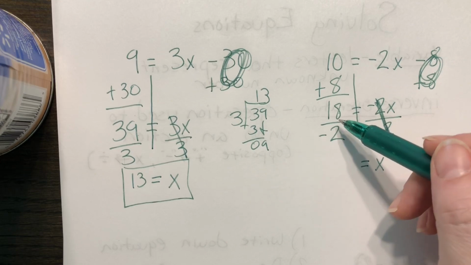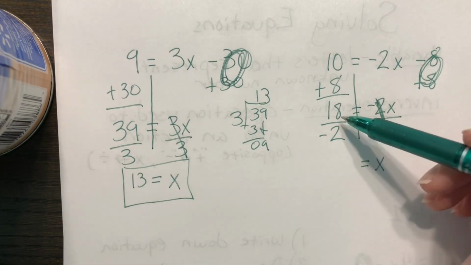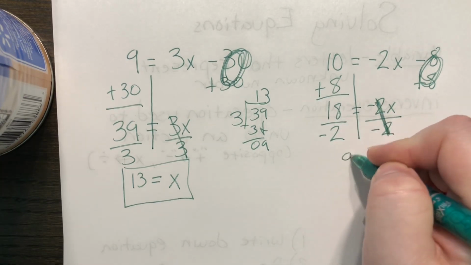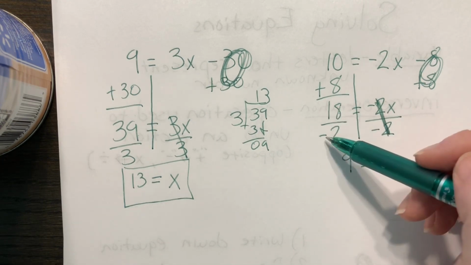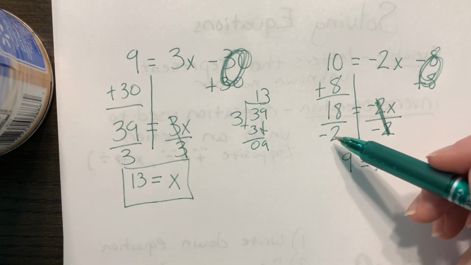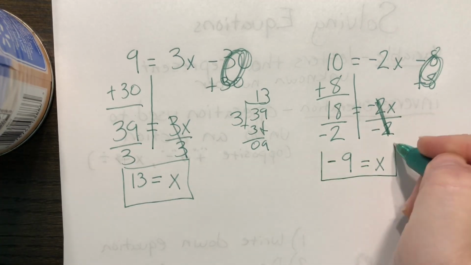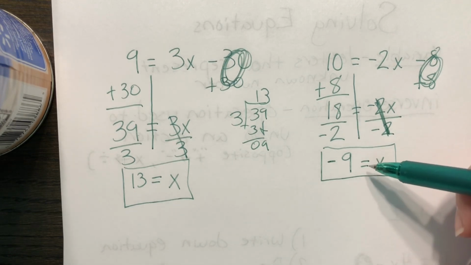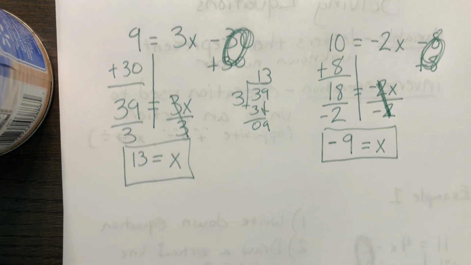When it comes to refreshing over multiplication and division of positive and negative numbers, you're gonna go ahead and multiply and divide like normal. 18 divided by 2 is 9. And then same sign, it's a positive answer. Different signs, it's a negative answer. This was a positive, this is a negative. They're different, so it's a -9. All right. If I want to check my answer, I plug that -9 into the equation and work it out, and I should get the same answer.